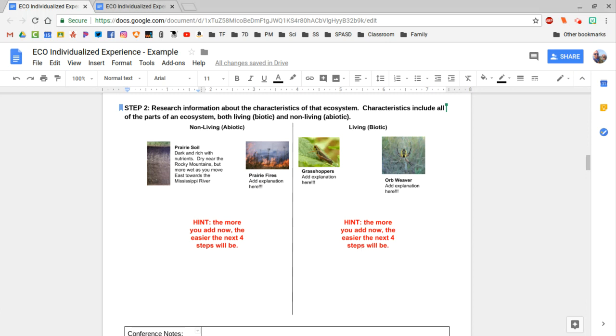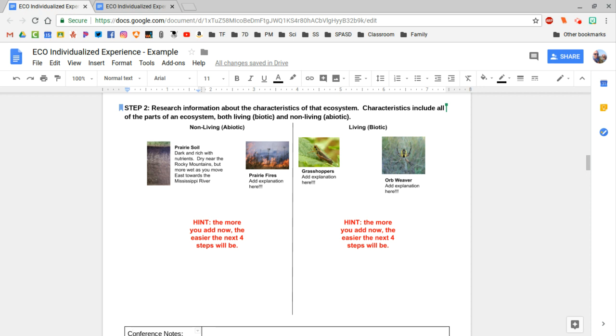This would be a step 2 video to help you. And just like the last one, you're going to be creating a Google Draw to explain your information. Step 2 says research information about the characteristics of that ecosystem. Include all parts of the ecosystem, both living, which is biotic, and non-living, which is abiotic.